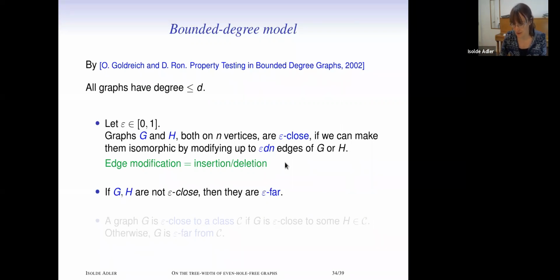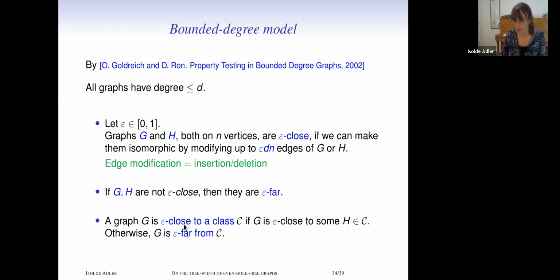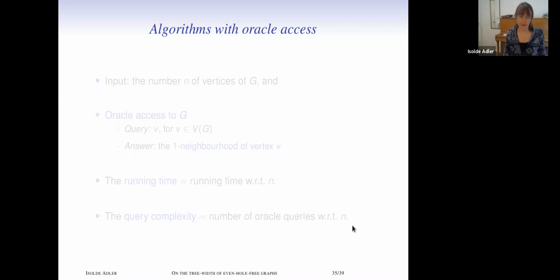And then if G and H are not epsilon close, they're called epsilon far. And G is epsilon close to a class if it's epsilon close to some member of that class. Otherwise, it's epsilon far. And then, if we want to run algorithms for property testing, we cannot read the whole input. That'll take linear time. So we need a different type of access to the input. What type of information do the algorithms get?